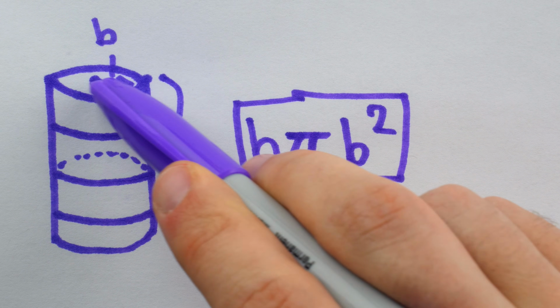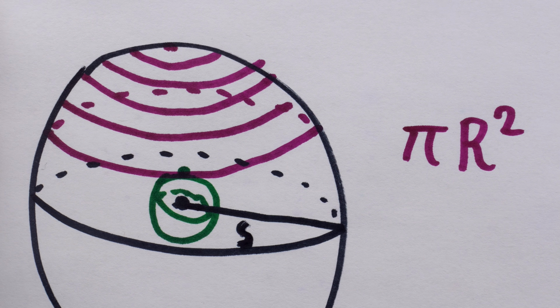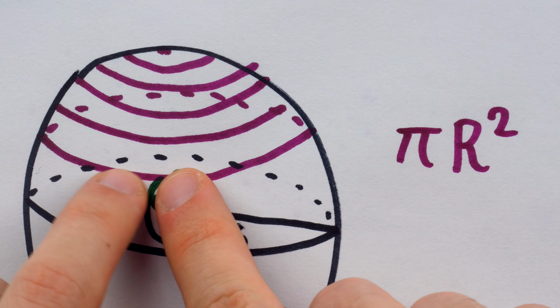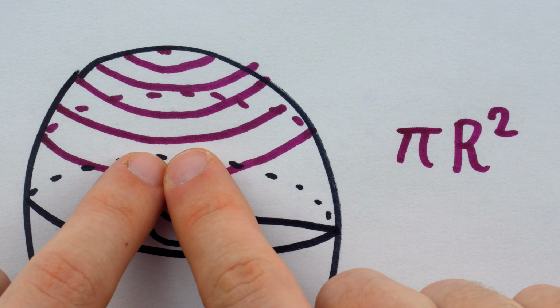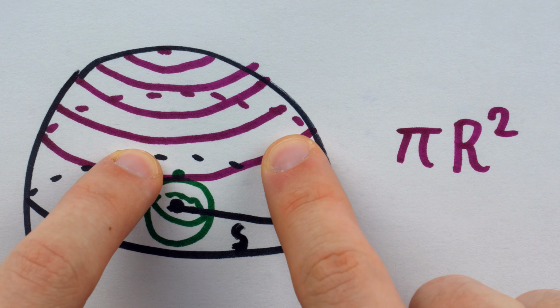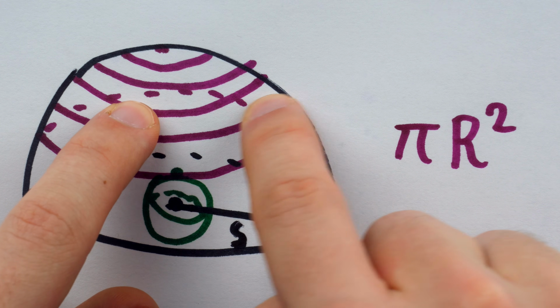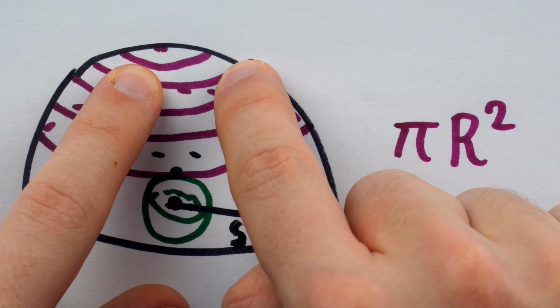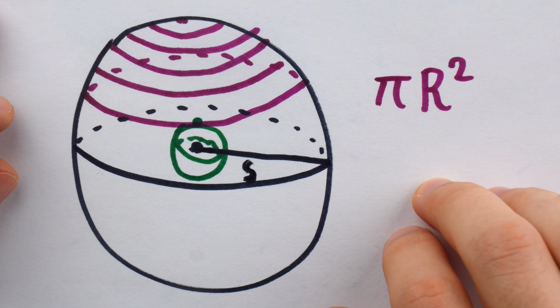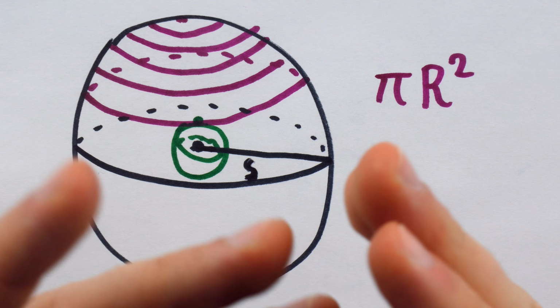Every circle here has a radius of b. With our spherical cap, of course, that's not the case. The radius of this first circle I've traced is fairly large, but as we go up the spherical cap, the radii get smaller. Now, to deal with changing quantities like this, we really need some calculus.